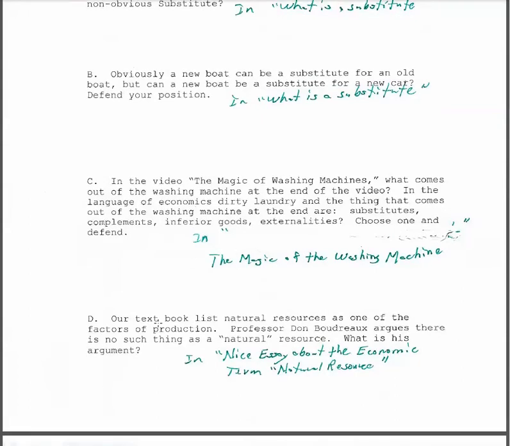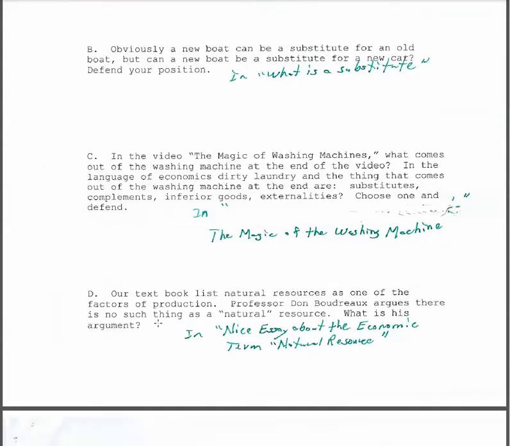In the last one, our textbook lists natural resources as one of the factors of production, but Don Boudreau argues that there's no such thing as a natural resource, and I had posted that essay to you. It's out there in the course documents, and there is its title. I hope you've read it. If you haven't, you need to.